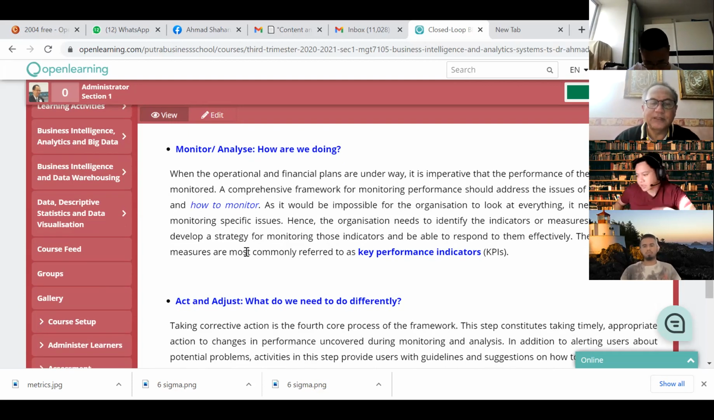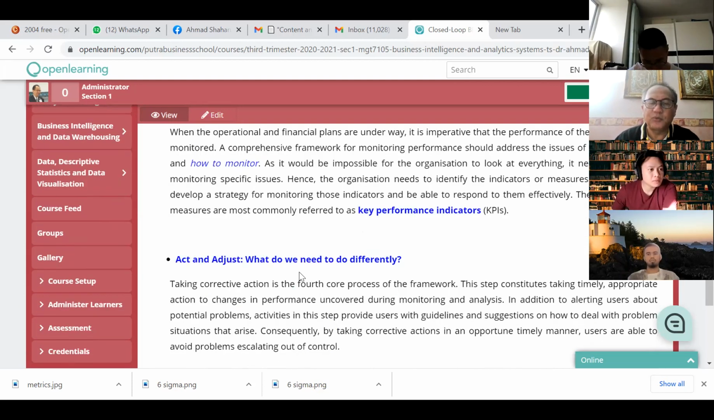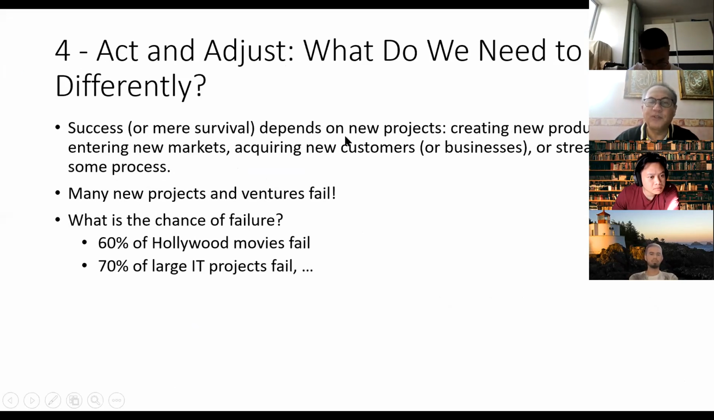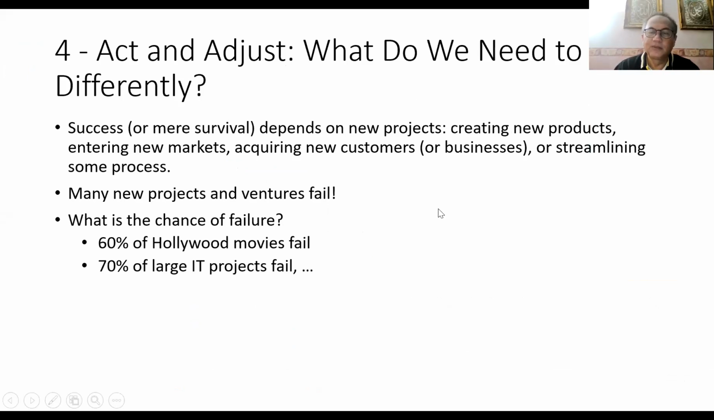The first part is to act and adjust. What do we need to do differently? After your monitoring, you need to look into how you improve. How do you act and adjust? What do we need to do differently? Usually it goes back to new projects. You will create new products, enter new markets, acquire new customers, and streamline some processes. Some or most of these projects might fail.